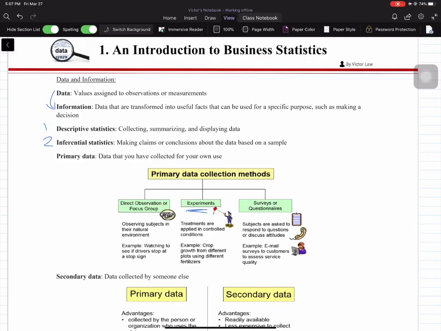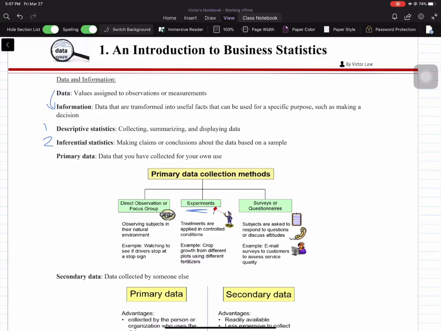Chapter 1, Introduction to Business Statistics. The purpose of studying statistics is so that we can use data and turn data into information that is useful to us, so that we can use it for decision making and help us become better off. So that's the whole purpose of studying statistics.